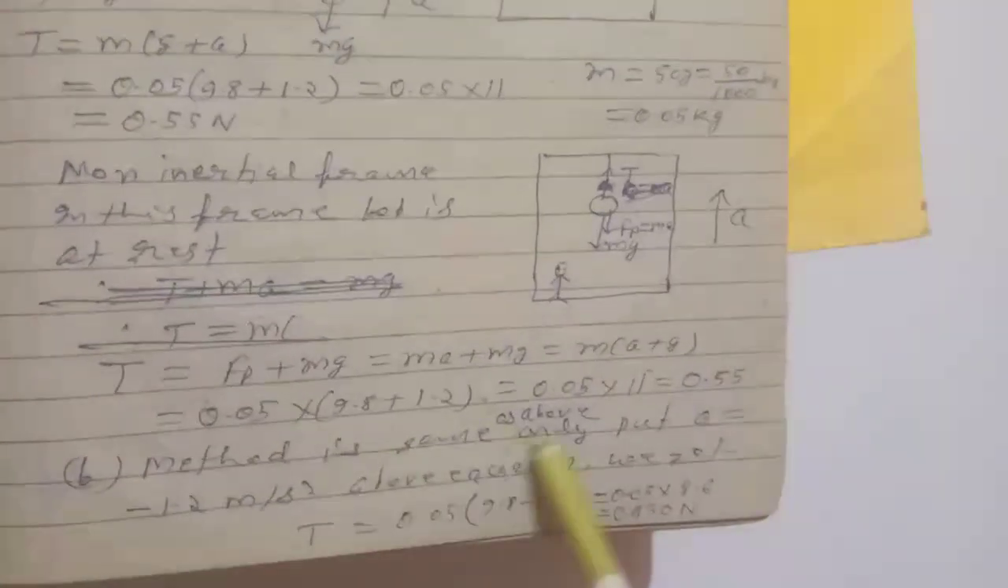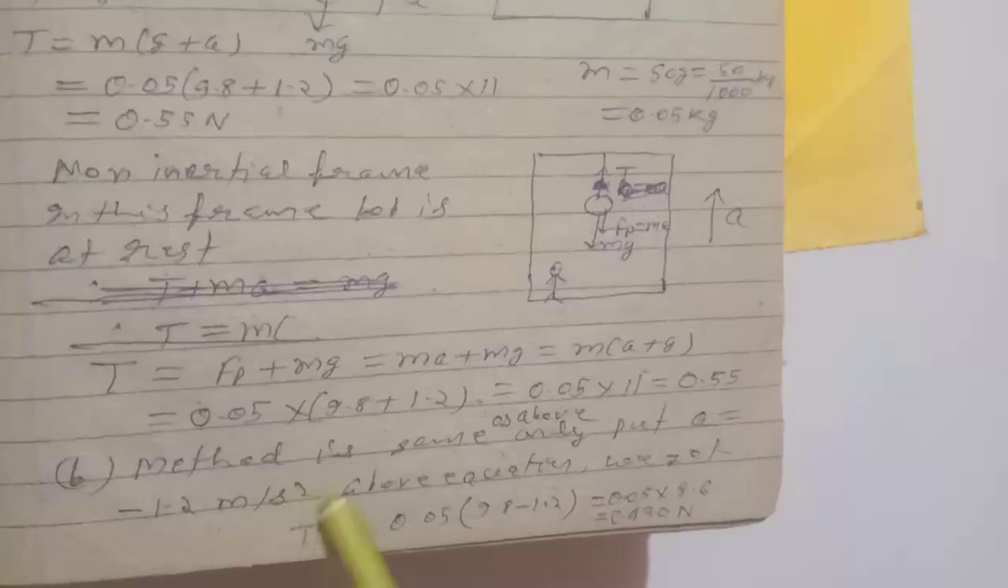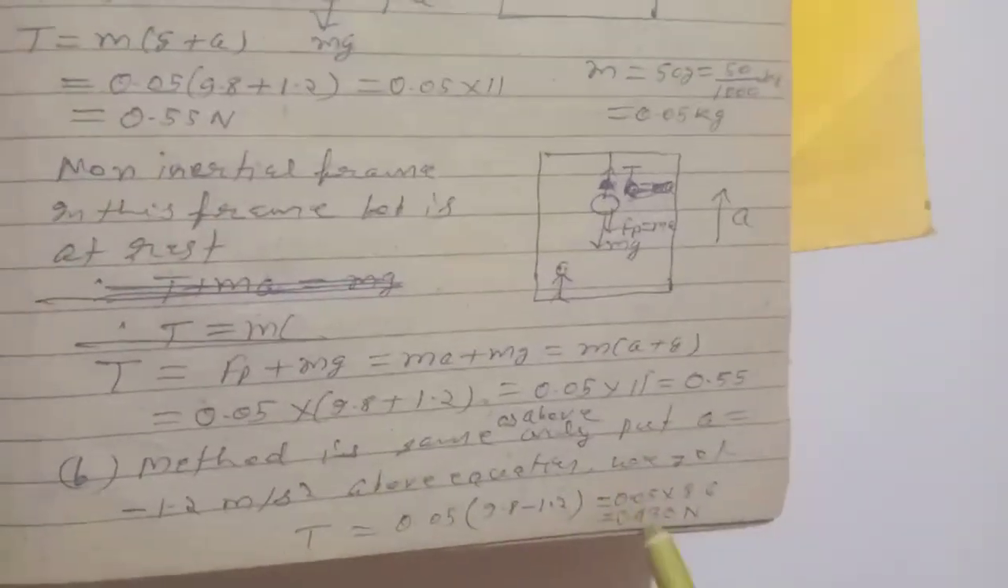The method is the same as above, only put a equal to minus 1.2 meters per second squared. Using the above equation, we get T equal to 0.430 Newton.